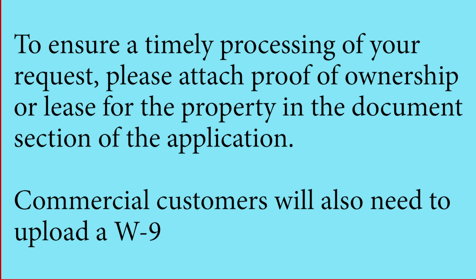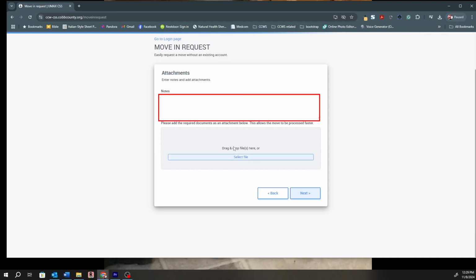To ensure a timely processing of your request, please attach proof of ownership or lease for the property in the document section of the application. Commercial customers will also need to upload a W-9. Type in notes if you want us to know about this document you are uploading.